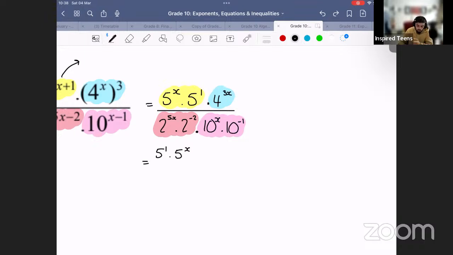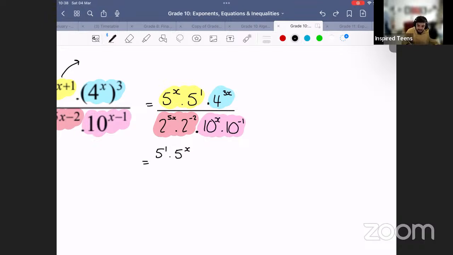But basically, you want to have the same bases. Not everything the same base, but if you have 2 common bases or 3 common bases, as long as you have common bases at the top, common bases at the bottom, basically you want to simplify each base as much as possible. That's the key thing. You want to simplify each base as much as possible.